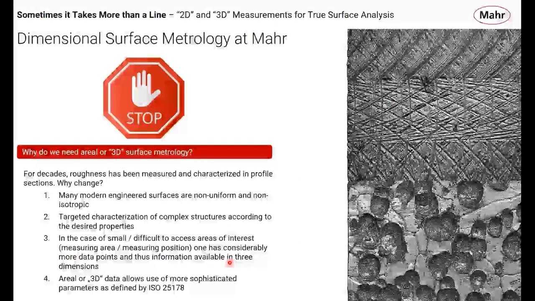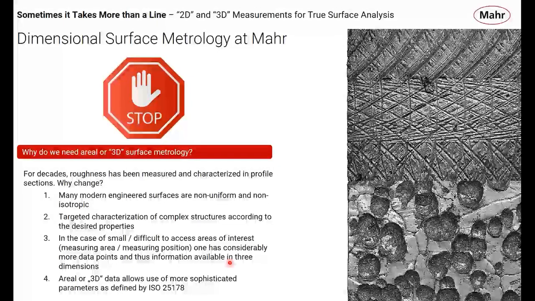So at that point, I'm going to put up the stop sign and let's take a second. Why are we having this discussion? Why are we talking about this? What's the point, Chris? There are 4 points, really. As it says there, for decades we have been measuring roughness using profiles, and it has worked great. For more than decades, practically a century at this point, we've been doing this. Why change now?